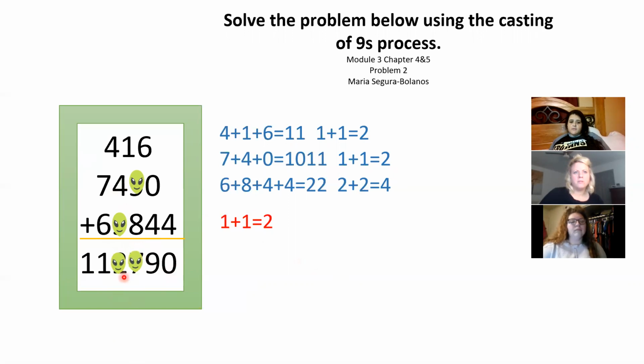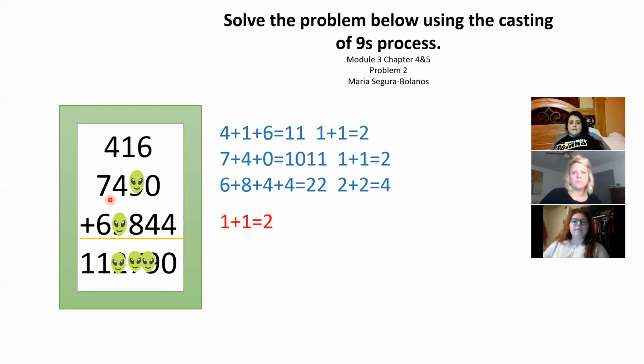So we're going to get rid of those. And we're going to get rid of the number 9 here. So we're going to go back up to the top, and part of the process is actually breaking down each number. So we're going to take 416 and break that down to 4 plus 1 plus 6, which equals 11. Then we're going to break down the 11 even further, which makes 1 plus 1 equals 2.